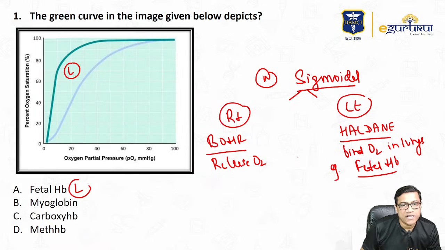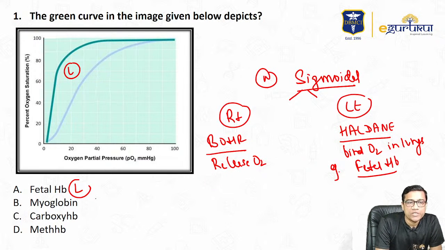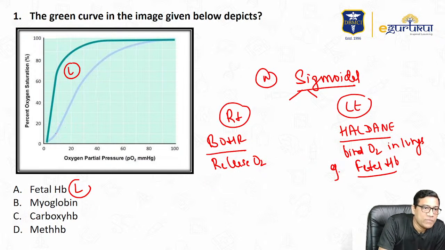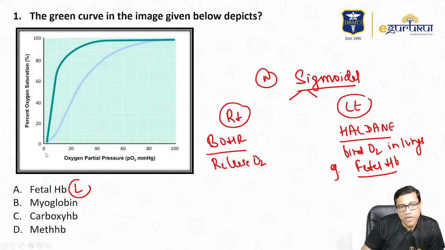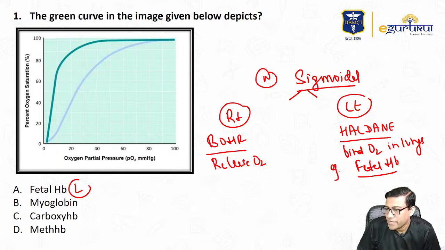So the answer is clear. It is not fetal hemoglobin. Fetal will be left shifted, but it will be sigmoidal. So it is not a left shift, it's a rectilinear hyperbola. Clear? Don't worry, you can just inform me and I will solve this question.